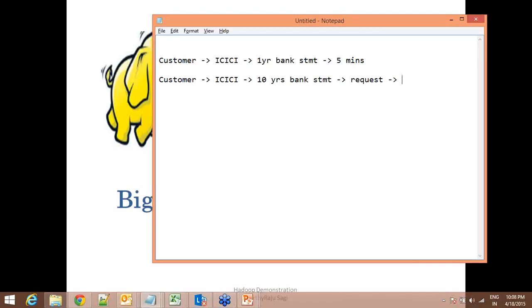When a customer requested a 1 year statement, this guy was able to provide it immediately. But when the same customer requested a 10 year, 15 year or 20 year statement, why can't he provide it immediately? Why is he raising a request to the backend system, and why is it a time-taking process?